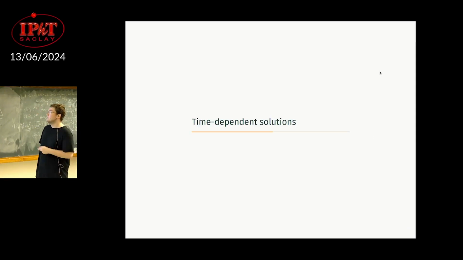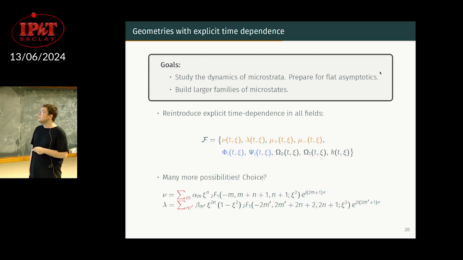And the second reason is that we want to study the dynamics of microstrata, and perhaps we can learn some things from this study in AdS3 to prepare for flat asymptotics. We know that the non-supersymmetric solutions will have to decay in flat asymptotics, so we need time dependence. So let's look at what we can do within this model and in AdS3.